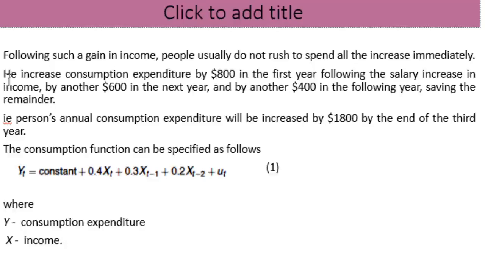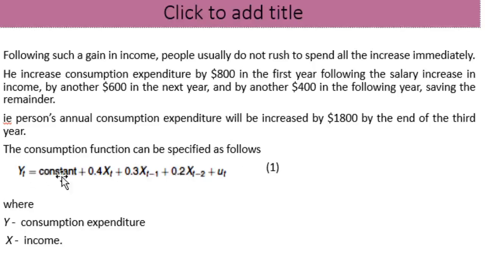Like that, in the first year, he increases the consumption expenditure by $800, in the next year by another $600, and in the third year by $400, and he will save the remaining portion. That is, the person's annual consumption expenditure will be increased by $1,800, that is 800 plus 600 plus 400, by the end of the third year. The consumption function can be specified as follows. That is, yt equal to a constant plus 0.4, that is 60%, 40%.